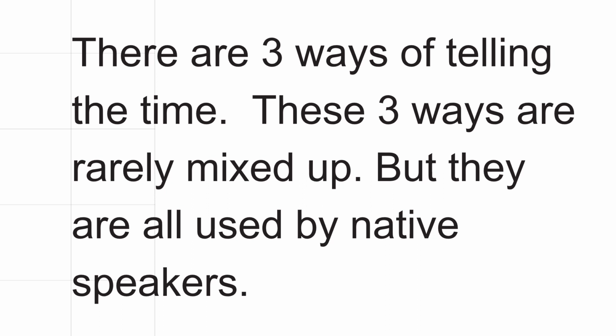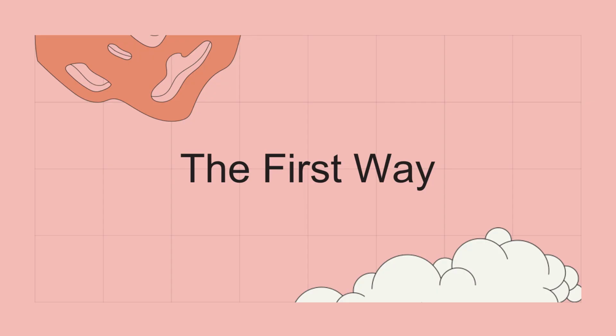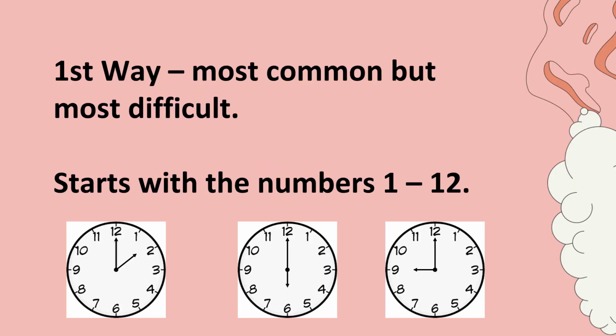There are three ways of telling or expressing the time. These three ways are rarely mixed up, but they are all used by native speakers. The first way. The first way is the most common, but it's the most difficult.